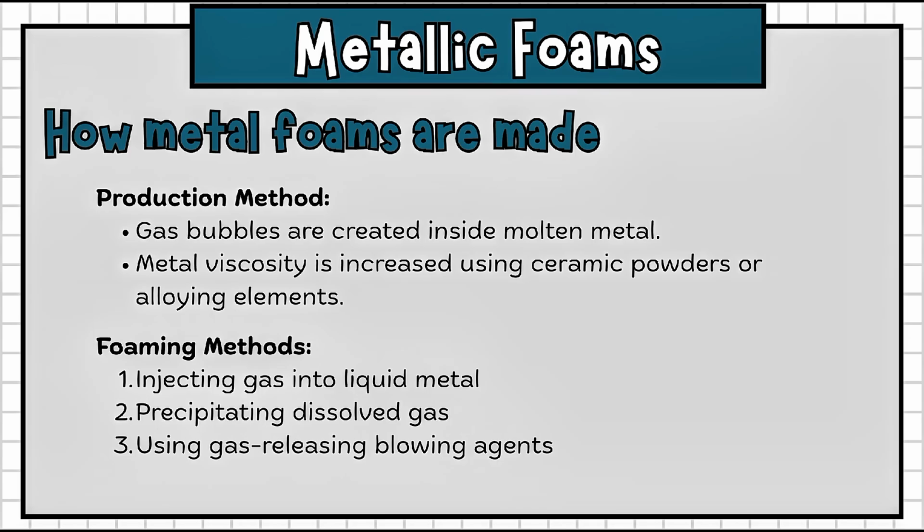There are three main methods to create foam in molten metal. First, gas can be injected directly. Second, gas already dissolved in the melt can be forced to come out. Third, chemical blowing agents can be added, which release gas inside the melt and form bubbles. All three methods result in a porous metal foam when the material solidifies.